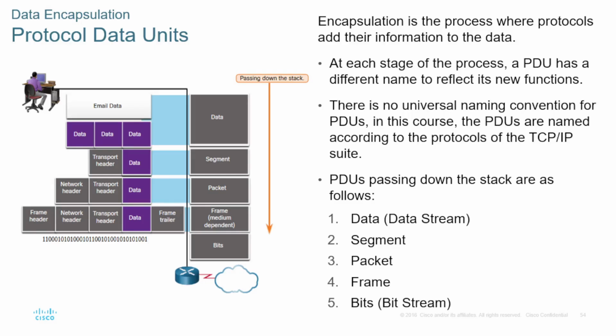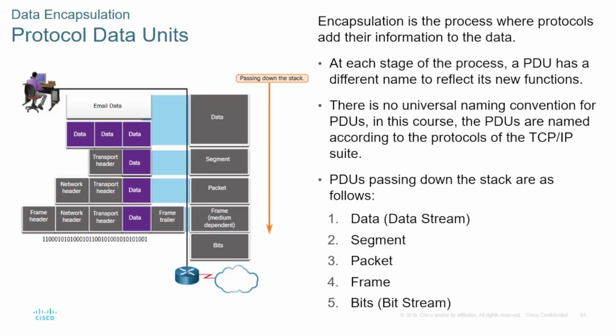Using TCP/IP terminology, PDUs are referred to as data at the application layer, a segment at the transport layer, a packet at the Internet layer, and a frame at the network access layer. This is encoded into bits and sent through the physical medium. A simple mnemonic to remember the order is, "Don't some people fear binary?" Understanding PDUs in this way helps us track how data is prepared, transmitted, and reconstructed across a network.